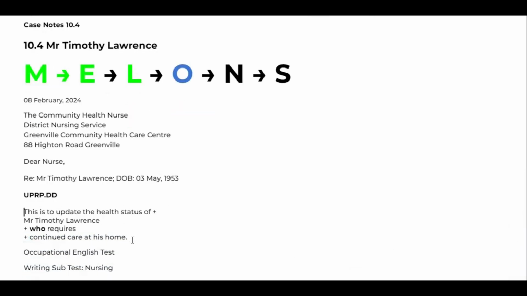So what did we write? This is U and this is P. Yeah, this is R for requires, and then this is purpose. Now we have got two more things. What are they? We have got a DD. What is the present condition or the discharge condition of the patient?